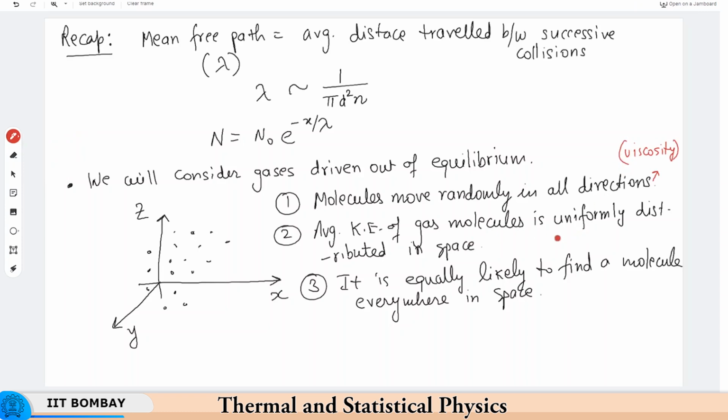When we break down the assumption that kinetic energies of gas molecules are uniformly distributed, this leads to a very important concept known as thermal conductivity. And when the gas molecules are non-uniformly distributed in space, there is a coefficient of diffusion, right, diffusivity or coefficient of diffusion. Okay. So, that is what we are going to do in today's class. All right. So, let us start with point number 1.